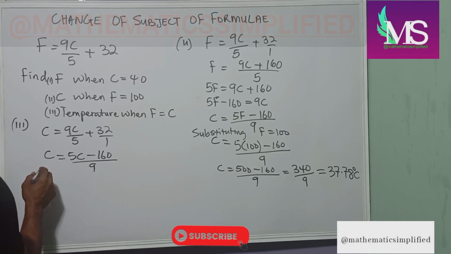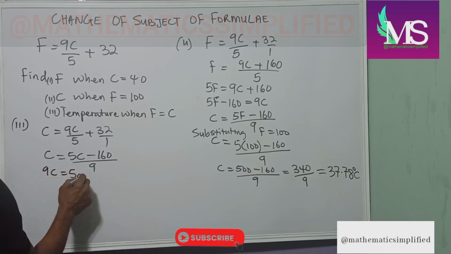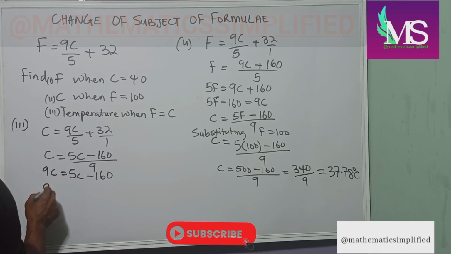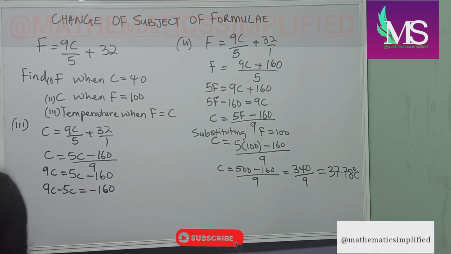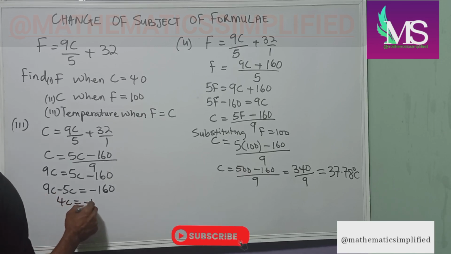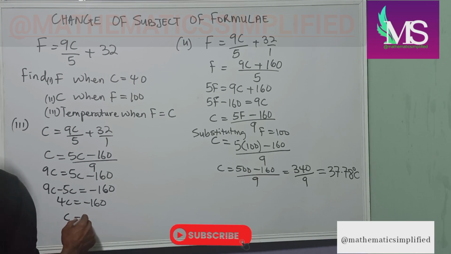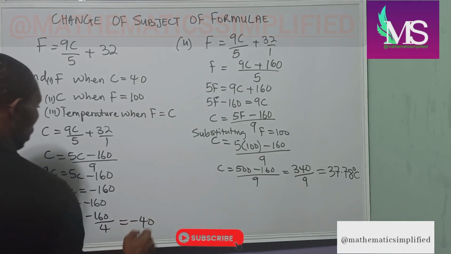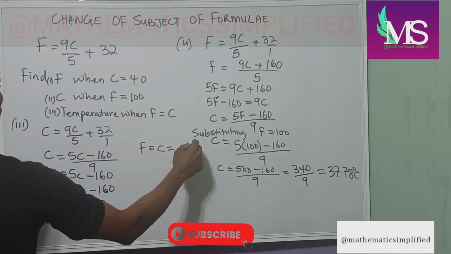Now to cross multiply, this gives us 9C equals 5C minus 160. So collecting like terms, this will be 9C minus 5C equals minus 160. So from here we have 4C equals minus 160. So at this we have C equals minus 160 divided by 4, which gives us minus 40. So our F equals C at minus 40 degrees.